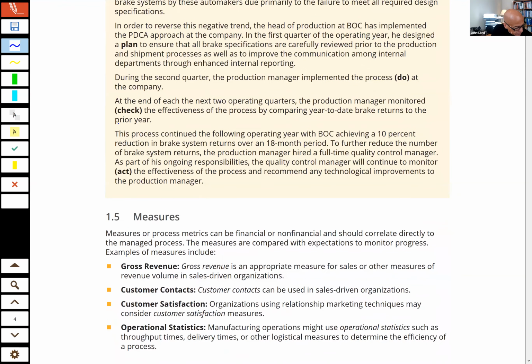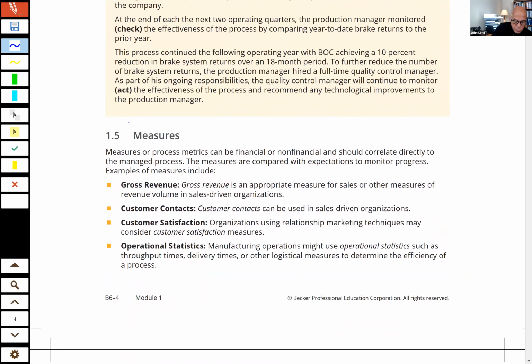Okay, now again, I said that we would talk about various measures to see how we're achieving the objectives, and I don't know that you need to flashcard these. Okay, let's flashcard them. If you don't have one already, let's go ahead and flashcard them. But gross revenue could be a measure, customer contacts, customer satisfaction, operational statistics such as the delivery times, etc.